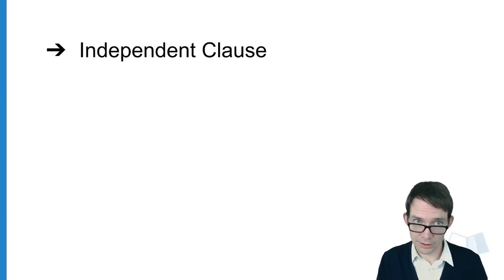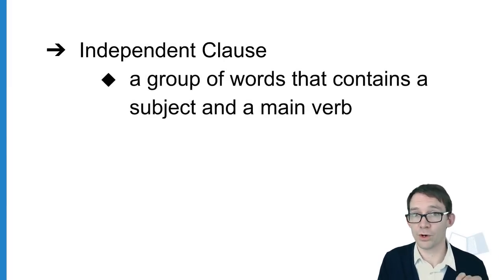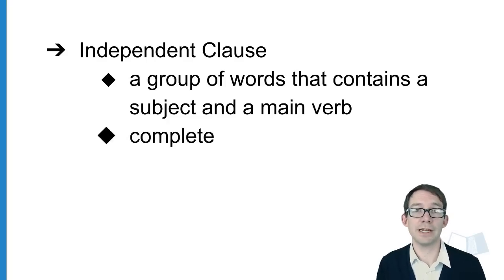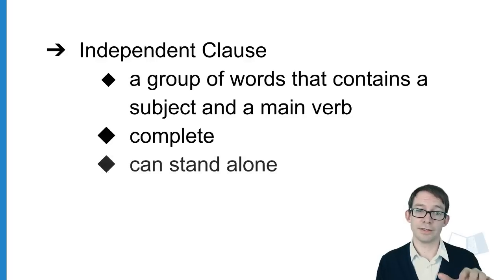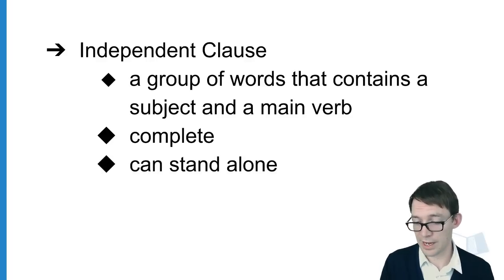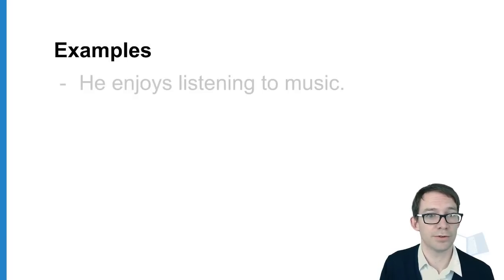All right? An independent clause, as I said, is a group of words that contains a subject and a verb. That's what a clause is. But to be an independent clause, it has to be a complete idea. So unlike a phrase, the independent clause can stand alone. If you see just the words itself, it's complete. Let's look at some examples here.